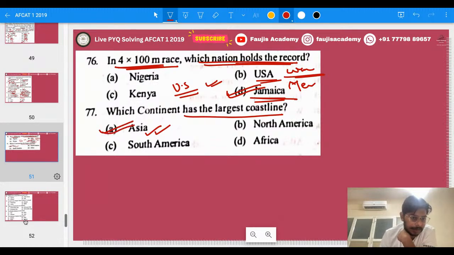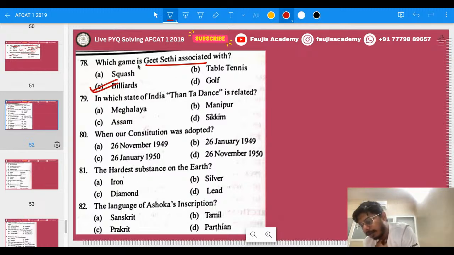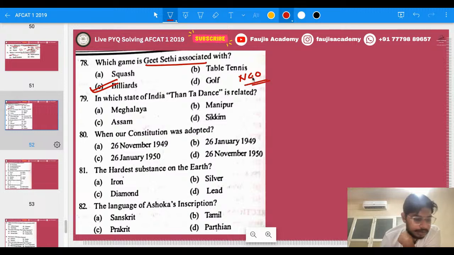So 77 A will be the answer. Which game is Geet Sethi associated with? Geet Sethi is associated with the game of billiards, and he, along with Prakash Padukone, has opened Olympic Gold Quest. It's an NGO type organization which helps the Olympics participants, those who want to participate. They scout the talent, they train them, they sponsor them, and all that stuff they do.